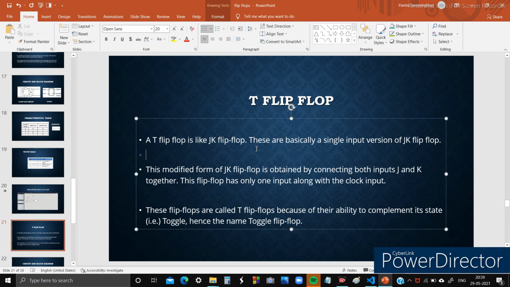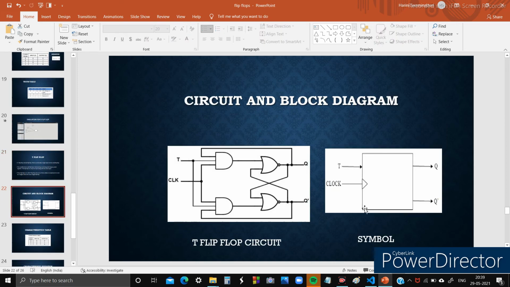T flip-flop. A T flip-flop is like a JK flip-flop. These are basically a single input version of JK flip-flop. This modified form of JK flip-flop is obtained by connecting both inputs J and K together. This flip-flop has only one input along with the clock input. These flip-flops are called T flip-flops because of their ability to complement their state, that is toggle, hence the name toggle flip-flop.